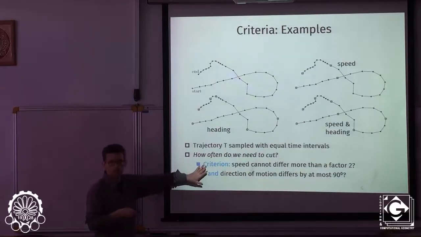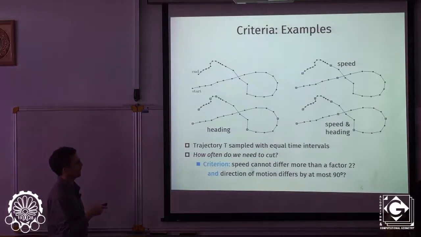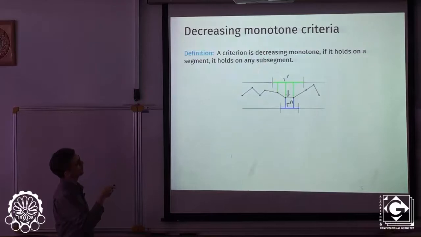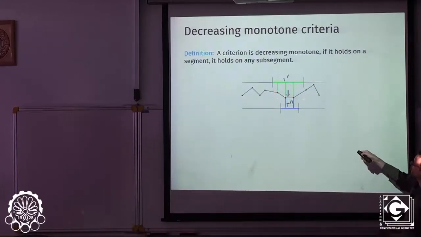And if you look at the criteria which I discussed so far, or in my examples, they all have something in common, and that is that if a criterion, so for instance on this part of the trajectory, my criterion of speed, that the speed is at most a factor of 2 apart, is valid on this part of the trajectory, then it will also be valid on any smaller part. And we call this a decreasing monotone criterion. So any criterion where, if it's true for a long part, it's also true for a shorter part, is decreasing monotone. And the speed criterion we looked at and the direction criterion we looked at, both of those are decreasing monotone.